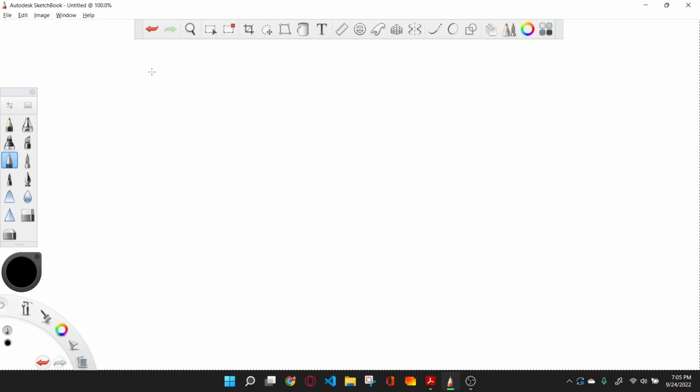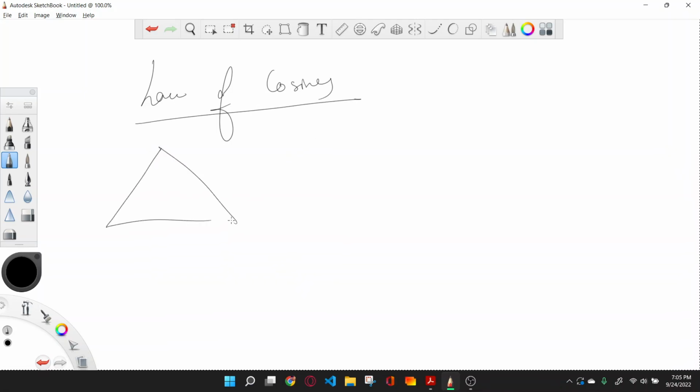So in this video, we're going to be talking about the law of cosines. What the law of cosines is basically, if you have two of the sides of a triangle and you know what the angle in between them is, let's say you know A and B and theta, you can figure out the other side using this formula.